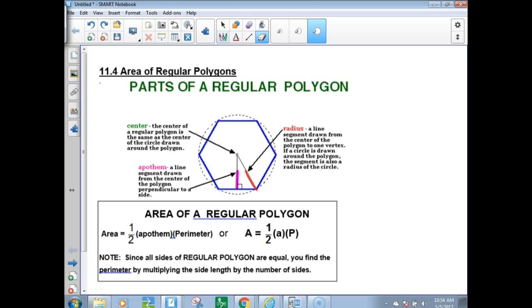All right, today we need to go back and fill in our 11.4 ISN. We talked about regular polygons last time, and today we're going to talk about them again, and we're going to do 11.5, or at least get it started. So in your ISN, you have the parts of a regular polygon.